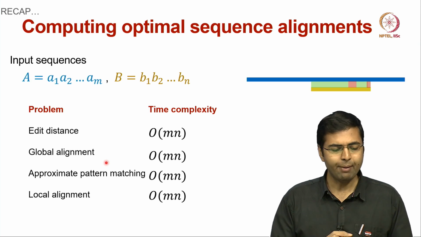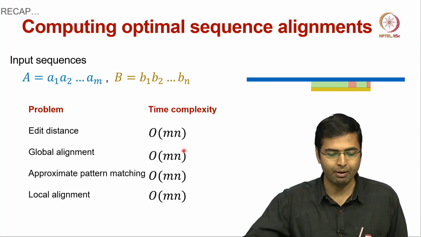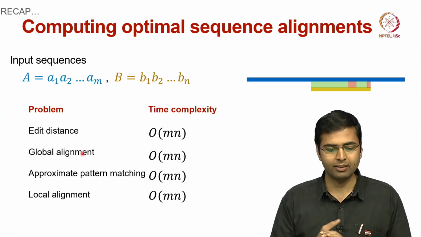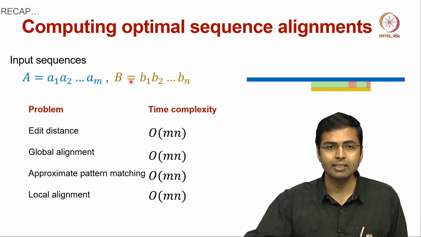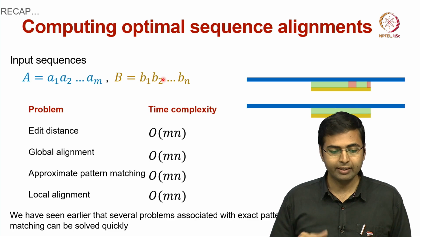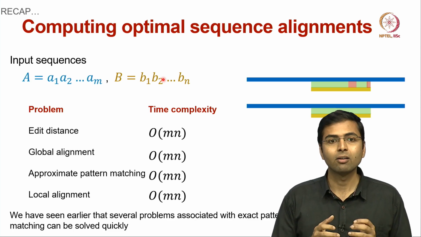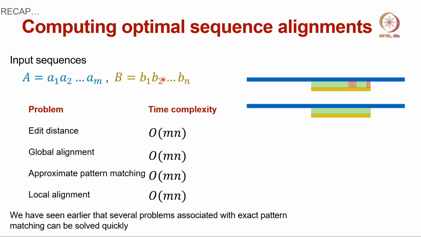So again a quick recap. The basis for using heuristics has been that we have discussed these dynamic programming methods. For edit distance, global alignment, all these problem versions require order mn time, where m is the length of the first sequence and n is the length of the second sequence, and using these algorithms at scale is not feasible. So using the fact that exact pattern matching can be solved quickly, we are discussing heuristics where we solve the exact pattern matching problem first.